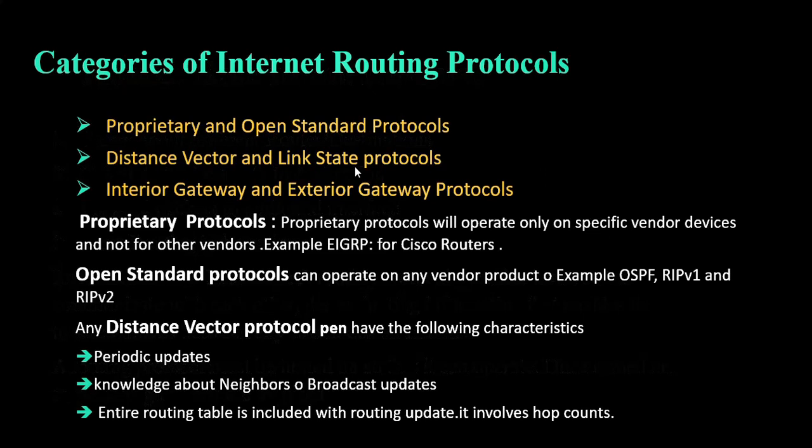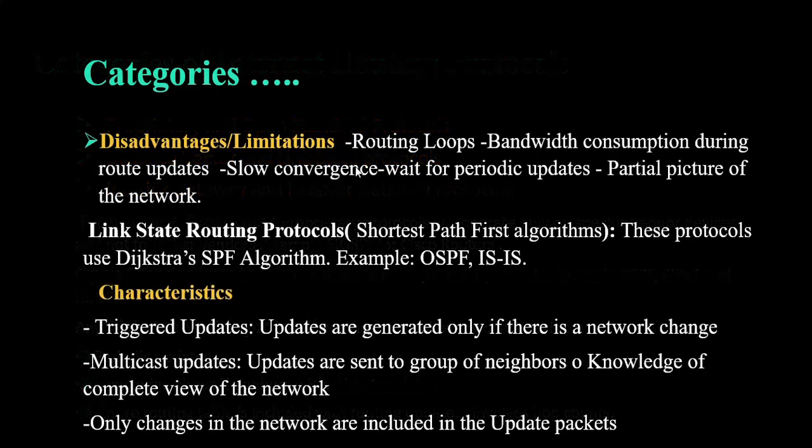The entire routing table is included with a routing update. It involves hop counts. What is the disadvantage of distance routing protocol? There are several limitations or disadvantages for using distance routing protocol. The first one is the routing loops. Bandwidth consumption during route updates, slow convergence, waiting for periodic updates, partial picture of the network.